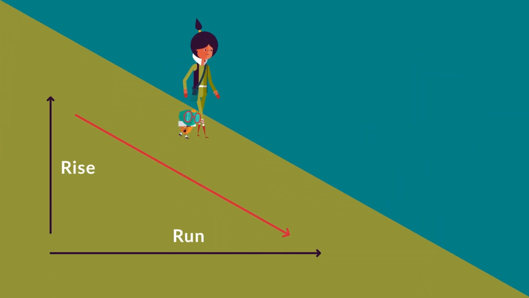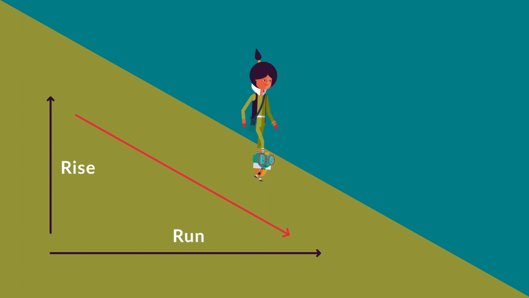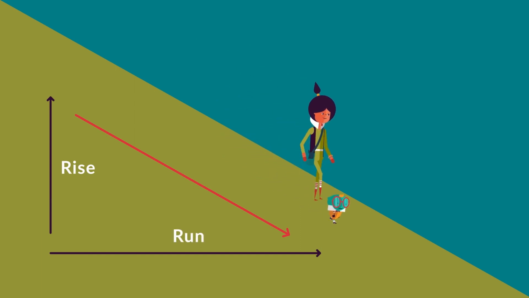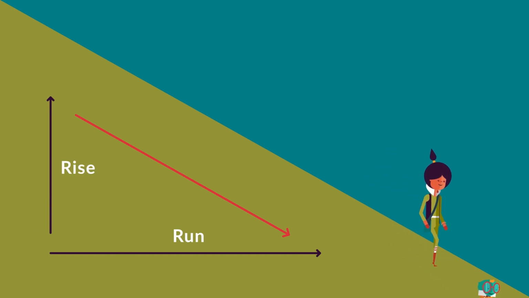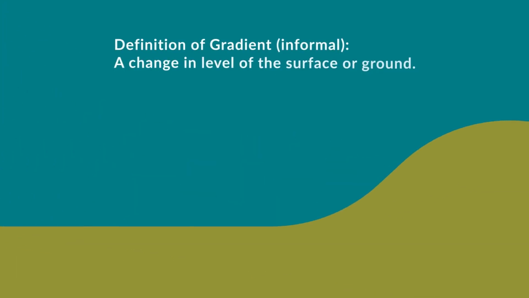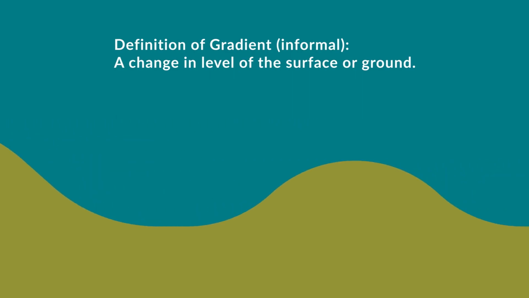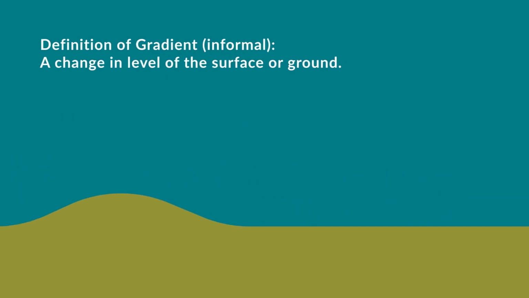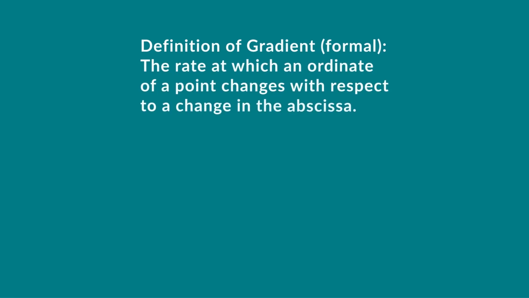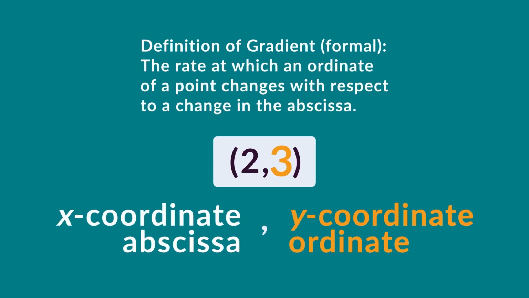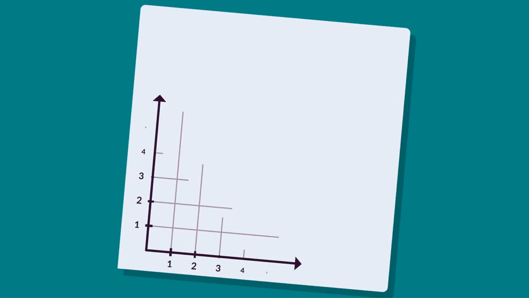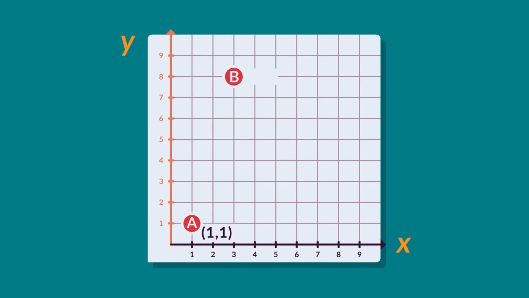Walking downhill is easier. We still have a positive movement forward, the run, but the vertical movement, the rise, is from high to low and is actually negative. The informal definition of gradient is any change up or down in the level of a surface. Formally and mathematically, we define gradient as the rate at which the y value changes with respect to a change in the x value. Gradient compares a change in the y value to one in the x value, giving us a rate of change.